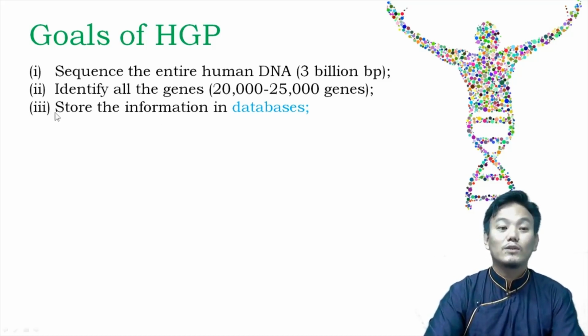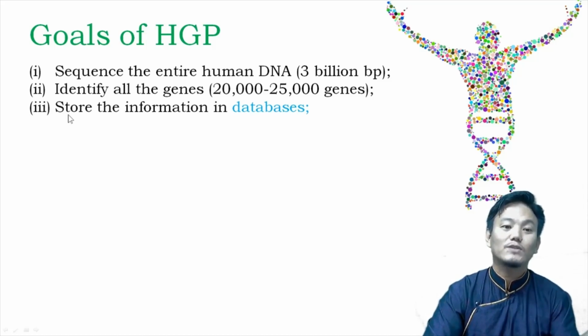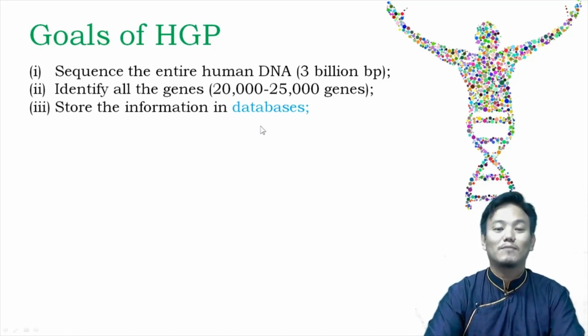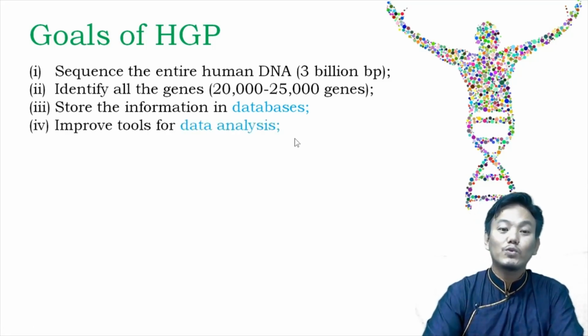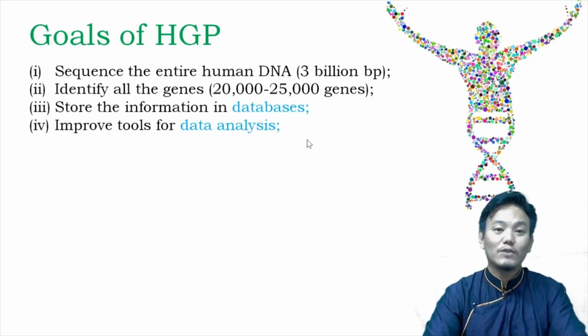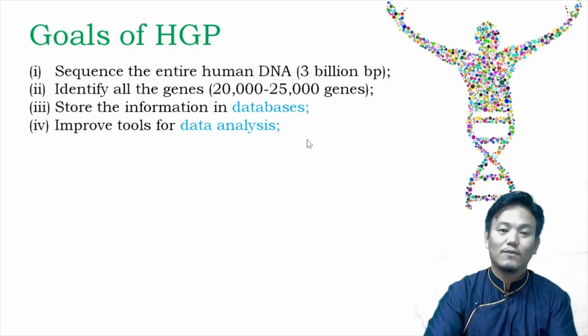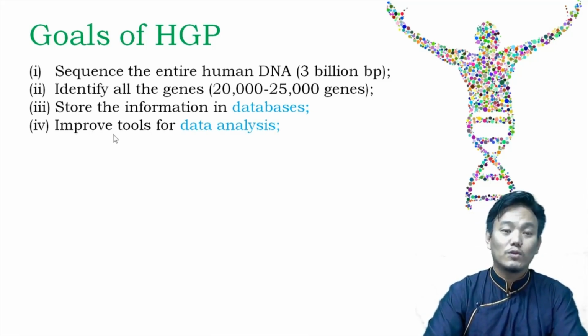So one of the goals was to develop some technology through which they can store the information in databases, large databases, and to improve the tools for data analysis. After you get the data, you have to analyze the data, right? So improve tools or software, or programs, to analyze the data. So these were the two fields which developed from the Human Genome Project.